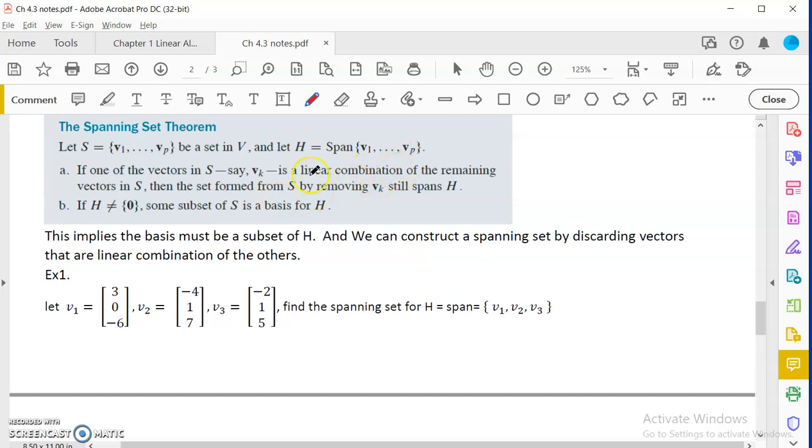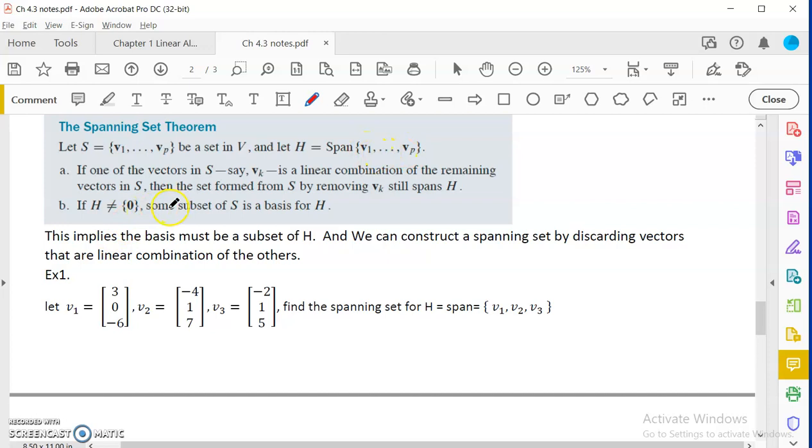So can I find the basis for this H? Can I select vectors to form my basis? What we do is this theorem guarantees that the basis must be inside the spanning set. This may be too much, but the basis will be inside it.